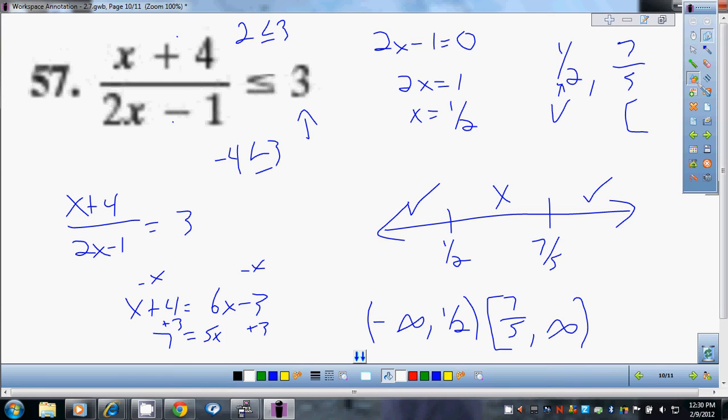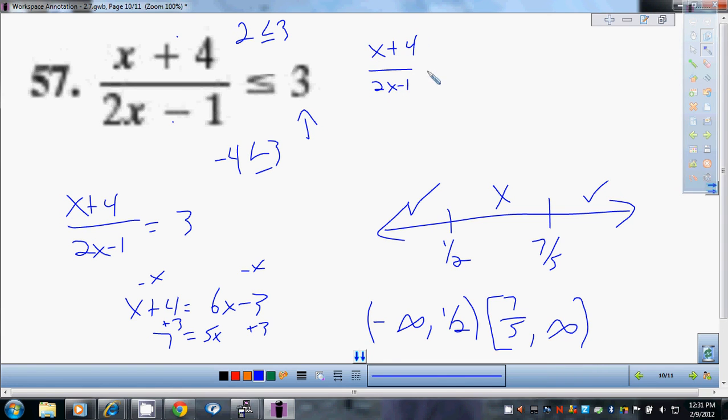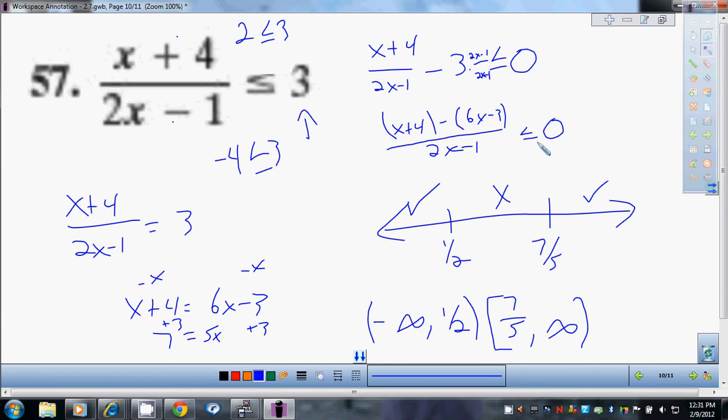Oh, I used 0, I think. Now, look at this. If what's throwing you off is why are you setting it equal, you can put everything on one side just like we did on the last one. If we had done that, minus 3, right, because I moved it over. Now, I need a common denominator, so I would multiply this by 2x minus 1 over 2x minus 1, giving me x plus 4 minus 6x minus 3 all over 2x minus 1 is less than or equal to 0. You could have done that.